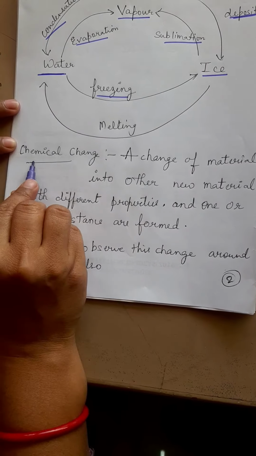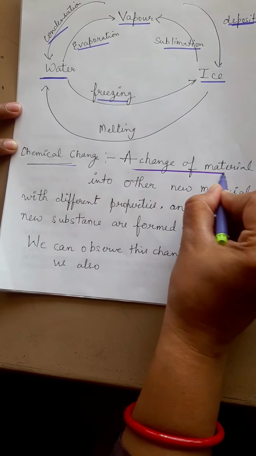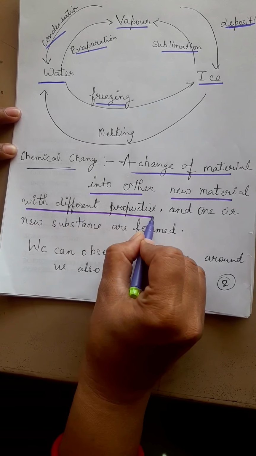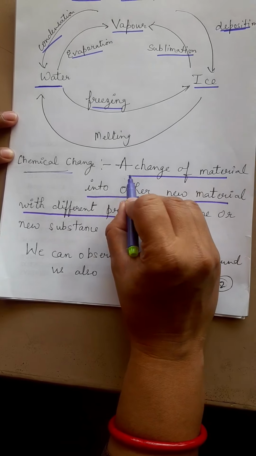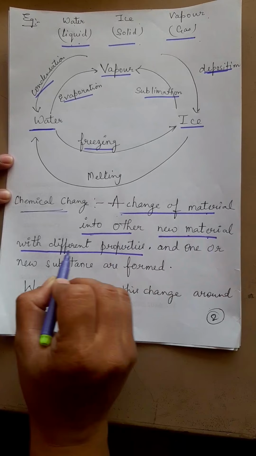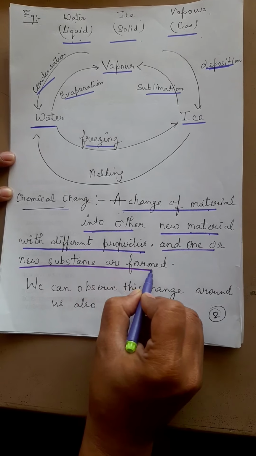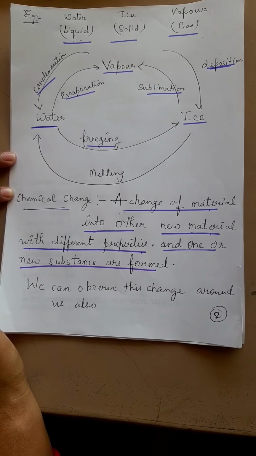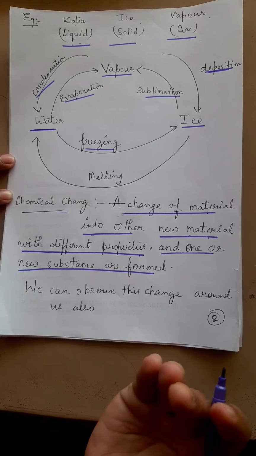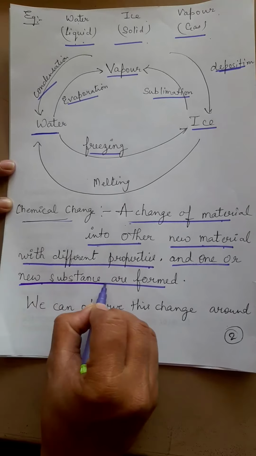Now we are coming to chemical change. A change of material into other new material with different properties, and one or more new substances are formed. In physical change, no substance is forming, only the size and properties are changing, but physically. But in chemical change we get a new substance.